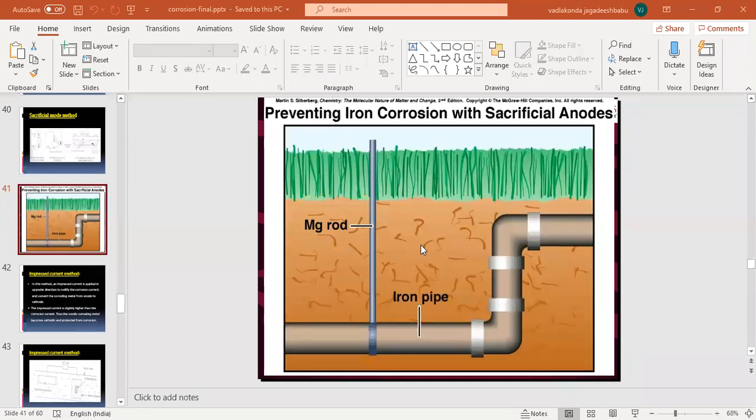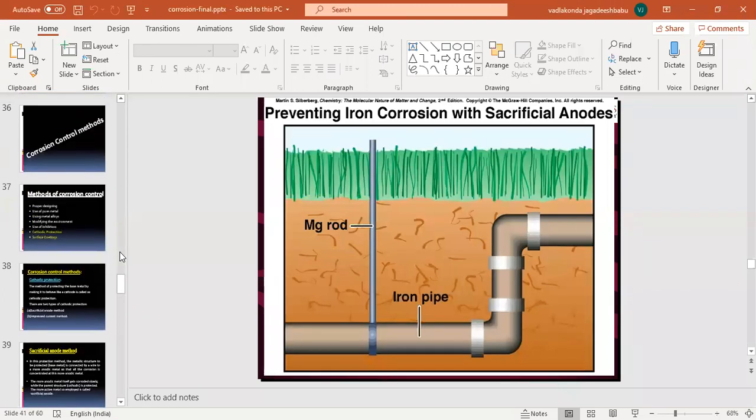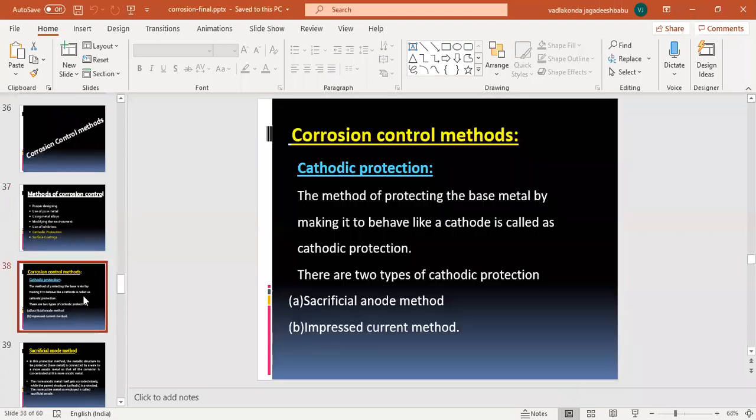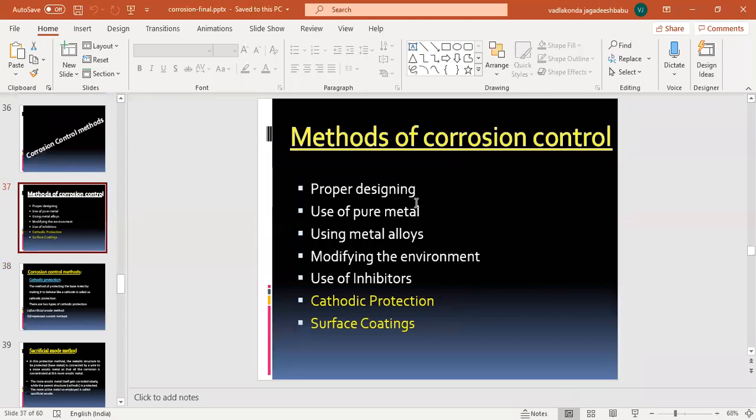Good afternoon, good morning dear students. So yesterday's class about corrosion, we have discussed the factors influencing the rate of corrosion, and among corrosion control methods we have discussed the sacrificial anode and impressed current cathodic method. In corrosion control there are many methods like proper designing, use of pure metal, using metal alloys, modifying the environment, and use of inhibitors.